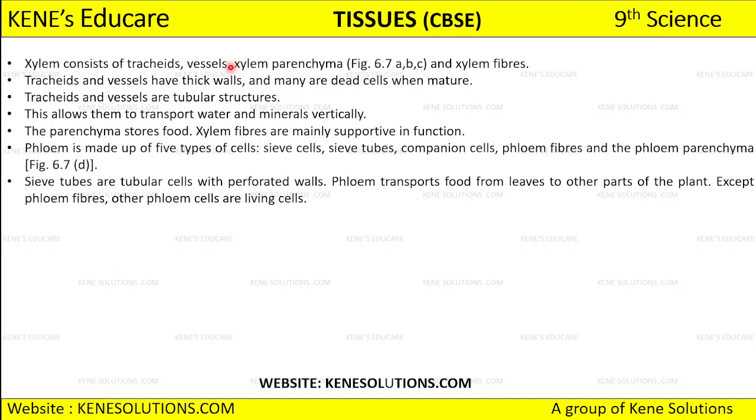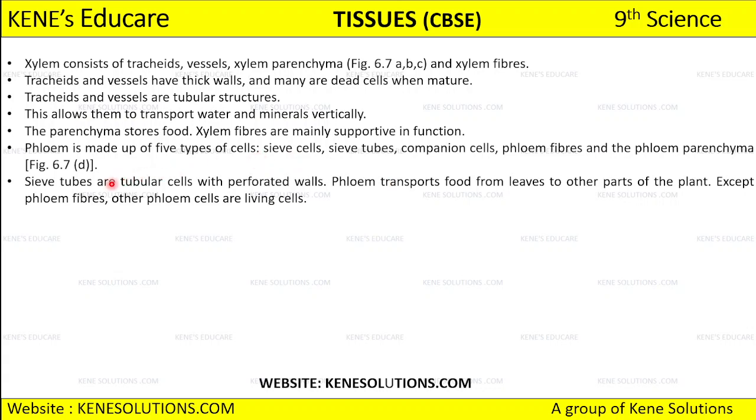Tracheids, it has vessels, xylem parenchyma and xylem fibers. Okay, so parenchyma, its function is to store food. So xylem fibers are mainly supportive in function. Okay, and phloem is made up of 5 types of cells: sieve cells, we have sieve tubes, we have companion cells, phloem fibers, and phloem parenchyma. These are the 5 different types of phloem cells that we have.